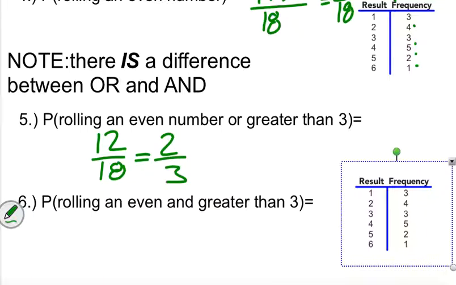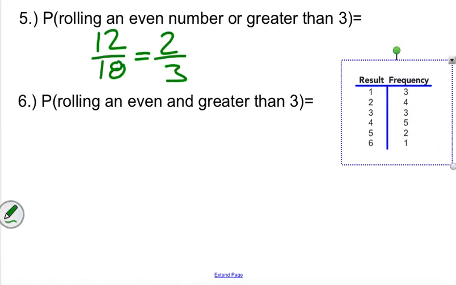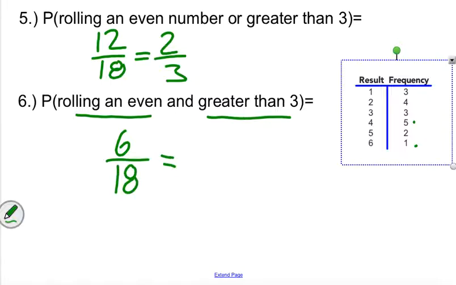Now when I look at the next one, they have to be even, but they also have to be greater than 3. So there's only 2 numbers that are even and also greater than 3. So we get 6 out of 18 here, which was 1 plus 5, and that's 1 over 3. Again, you can make those into a decimal.